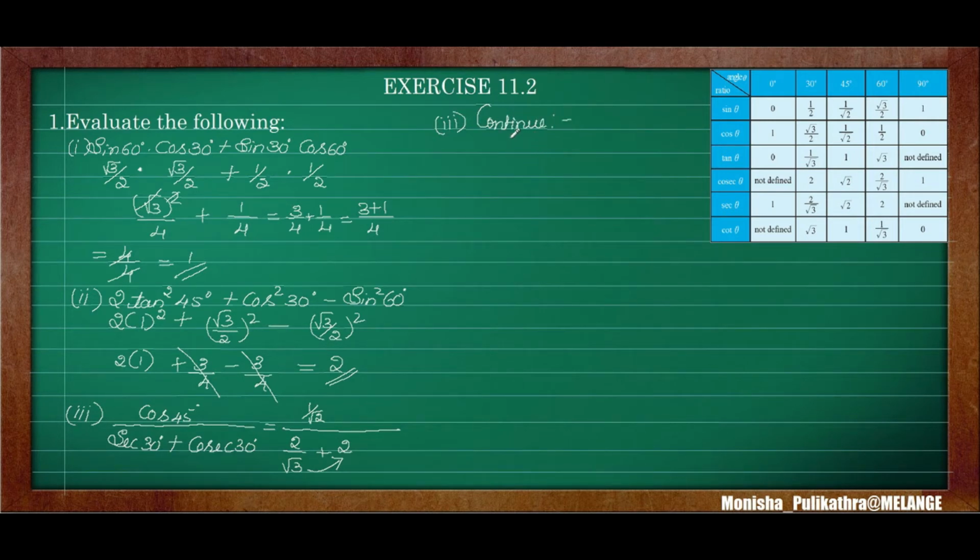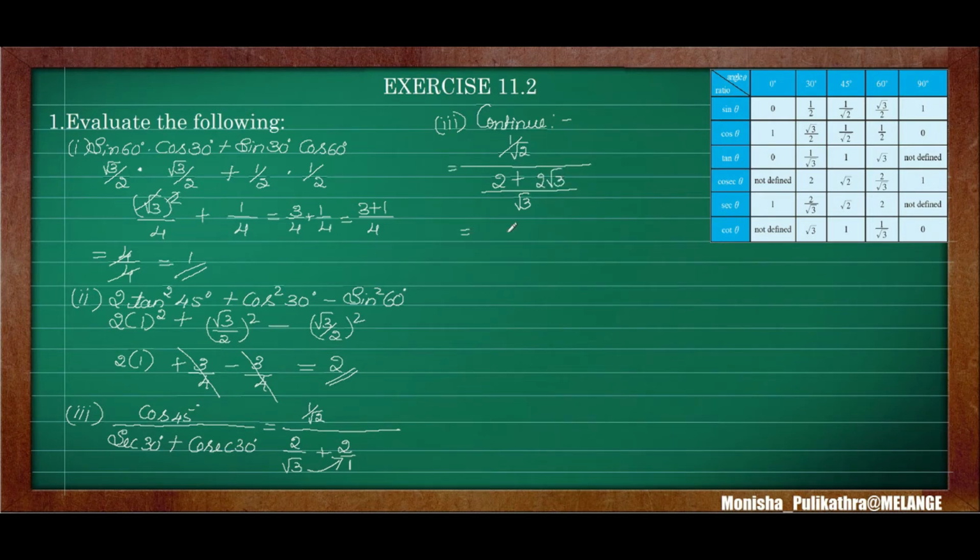Okay. So here 1 by root 2 I will be writing as it is. So here if nothing is there, it means 1 will be there. So the LCM of root 3 and 1 will be root 3, divided by. Here root 3 gets cancelled. That is root 3 ones are root 3. So 1 into 2 is 2 plus 1 into root 3 is root 3. Root 3 into 2 is 2 root 3.